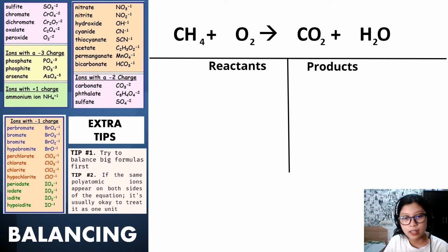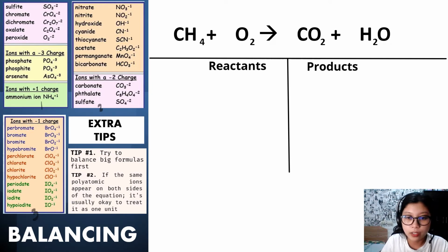As you can see on the left side of your screen, I placed there the important information that you have to take note of: the polyatomic ion chart. There are three of them. We have 1, we have 2, and we have 3. I also placed here the extra tips to follow when we do balancing later. Tip number 1, we're going to balance big formulas first. And tip number 2, if the same polyatomic ions are found on both sides of the equation, then we're going to treat it as one unit. Alright, let's proceed to the first sample problem.